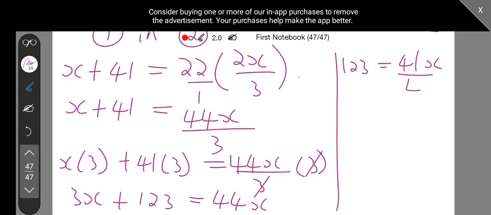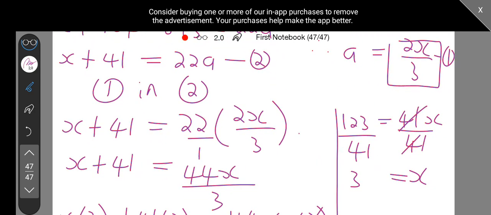And then we divide both sides by 41. This one cancels this one. And at the end, we have 123 divided by 41, and that gives us 3. Okay, can you see it? So x is equal to 3.